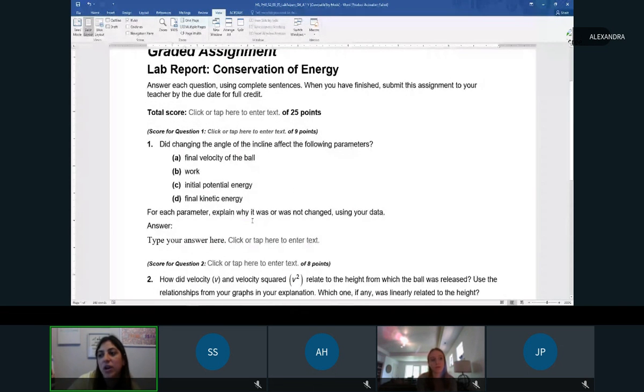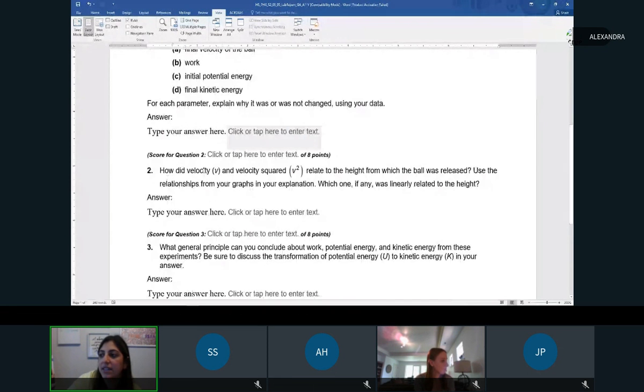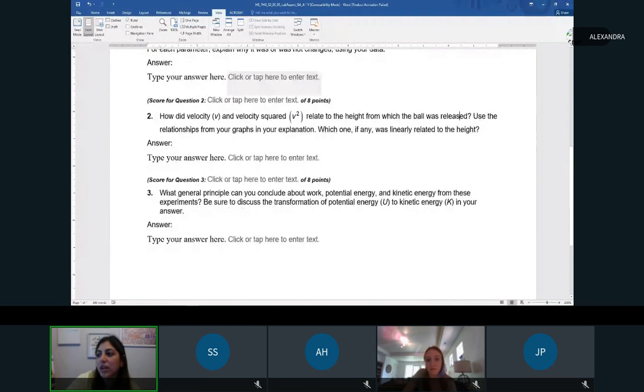Then we're going to ask a question: how did velocity and velocity squared relate to the height from which the ball was released? So trying to make some connections between velocity squared and height. And then what general principle can you conclude about work, potential energy, and kinetic energy from these experiments? So trying to make that connection between what we've learned so far.